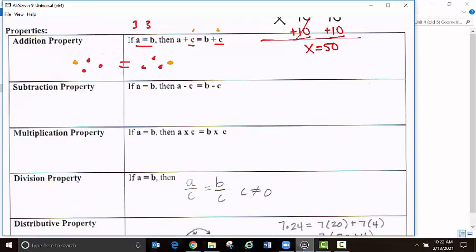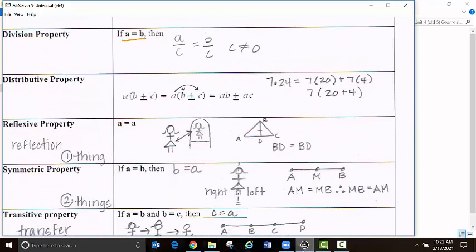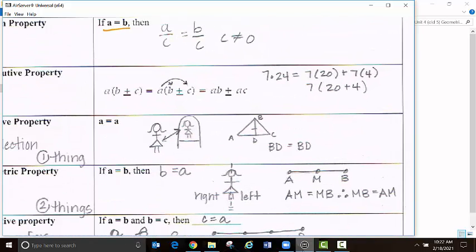Same thing works with subtraction, multiplication, and division. If two things are equal, then A divided by C is the same as B divided by C, except for C can't be 0 because you can't divide by 0. Okay, we also have the distributive property. You guys know that we can distribute like this and it stays equal.